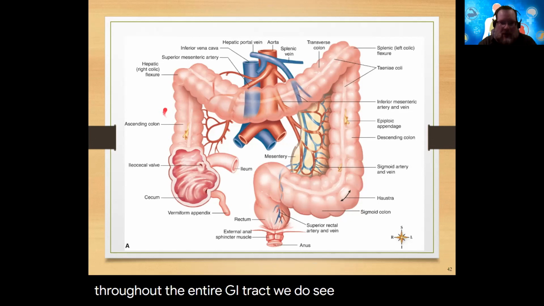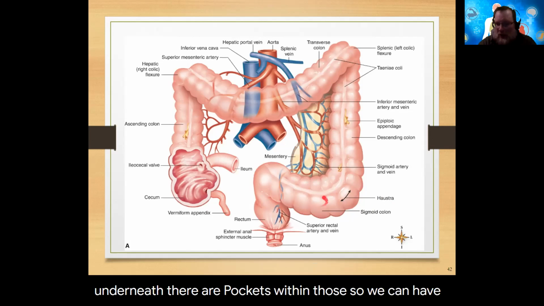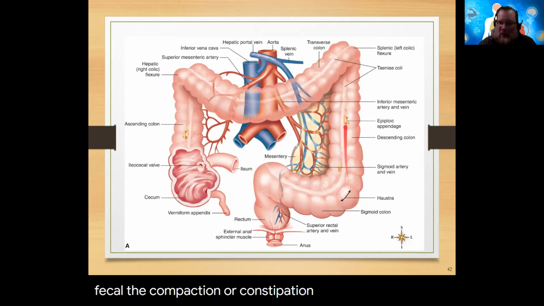We do see these puffs of the large intestine. Those are what we call haustra. We also see that underneath the haustra, there are pockets within those. So we can have fecal compaction or constipation. Again, it's important to get the fiber to roto-rooter that out. We could end up with diverticulitis or diverticulosis, where they can become impacted and inflamed. Too much impaction, too much fecal matter, leads to too much E. coli. So we can get E. coli infections potentially in the urinary tract that leach out from this area.